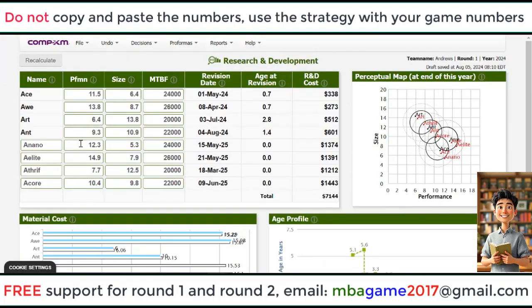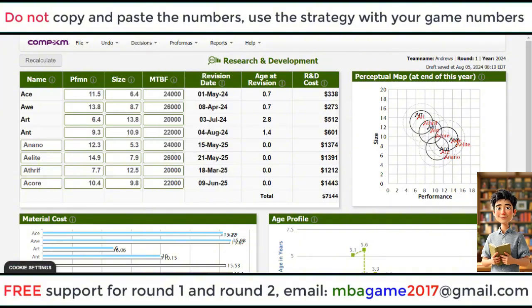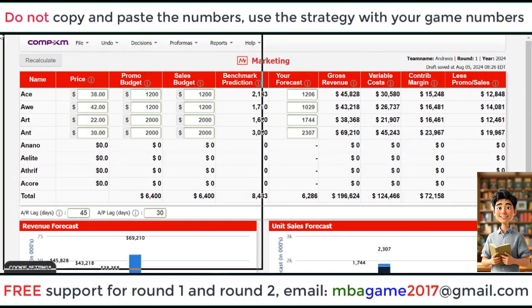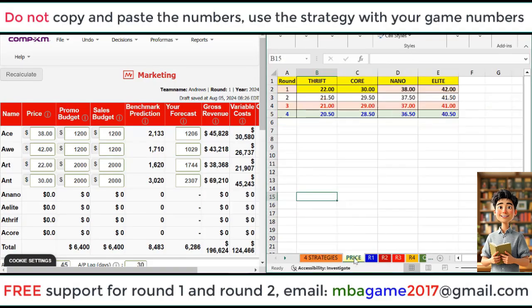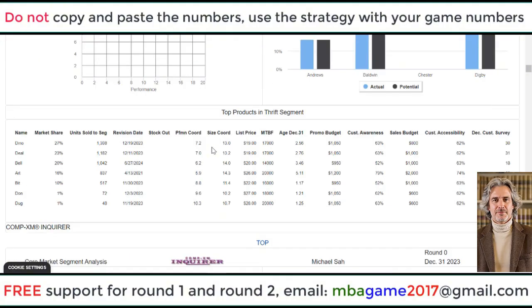Tip 5. Set smart prices in marketing. The marketing department is where pricing decisions are made. Start by looking at the recommended price ranges in the Industry Conditions Report. Here's a sample strategy: trip, $22 to 24, core, $30, nano, $38, elite, $42 plus. Set your price slightly below the midpoint of the acceptable range. This improves your customer survey score while still generating profit. Do not price too high or too low. Balance is key.